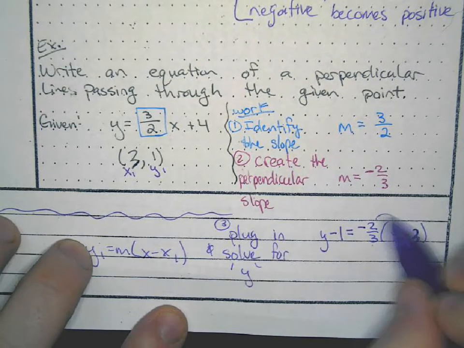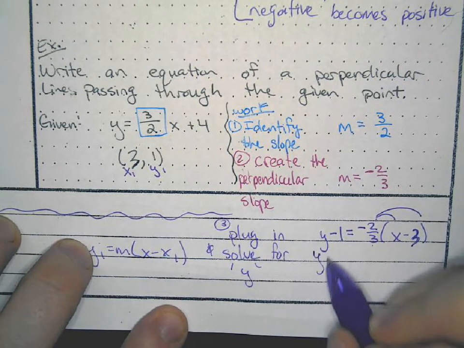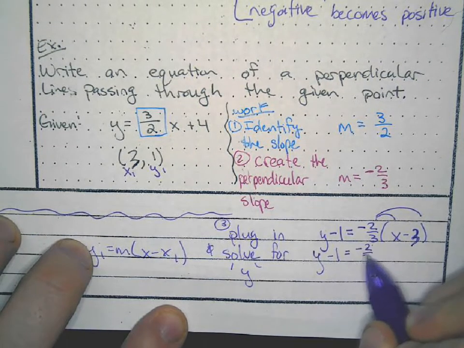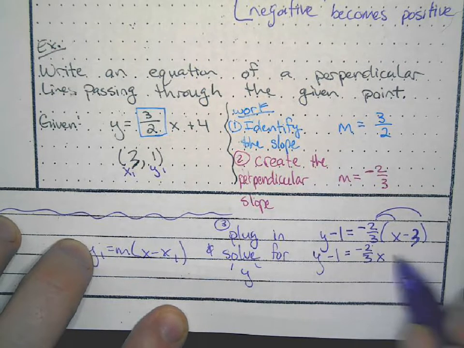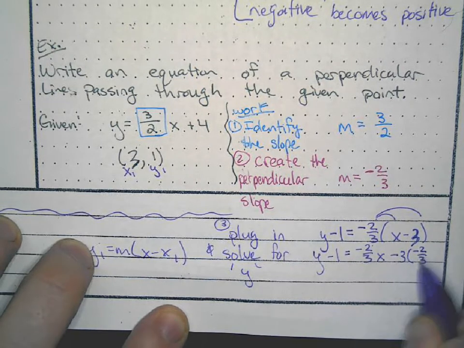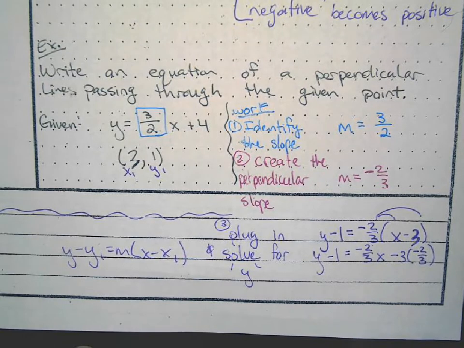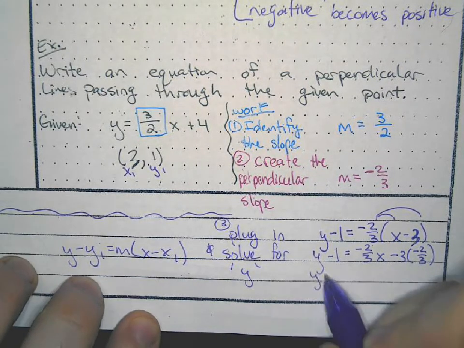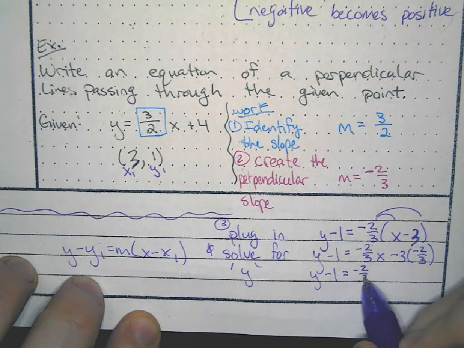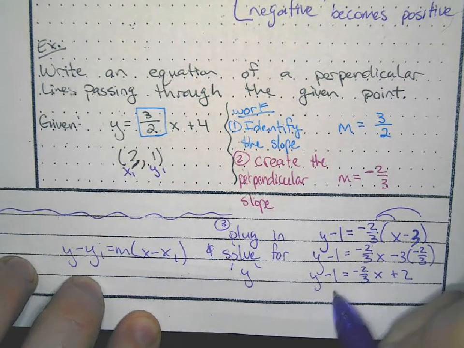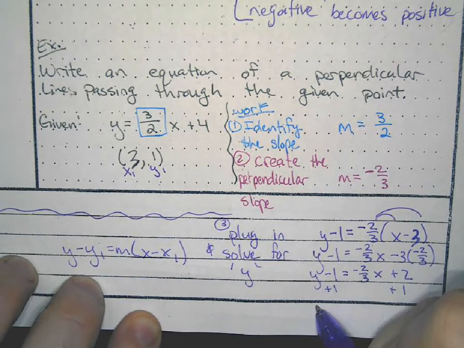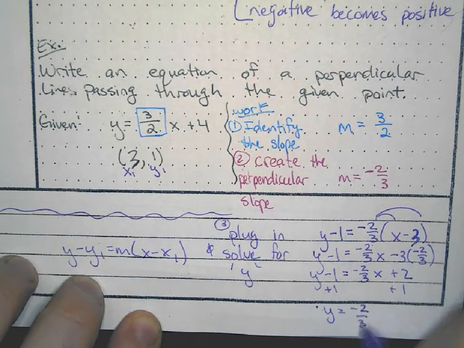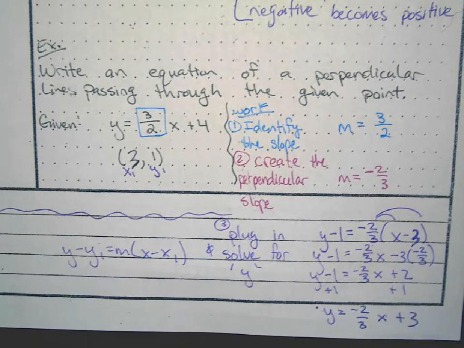Okay, so now we'll distribute, and we're solving for y. So I have y minus 1 equals negative 2/3 x with a negative 3 times negative 2/3. And we multiply these two together, it equals positive 2. So I have y minus 1 equals negative 2/3 x plus 2. Then we'll add 1 to both sides, and we get y equals negative 2/3 x plus 3.